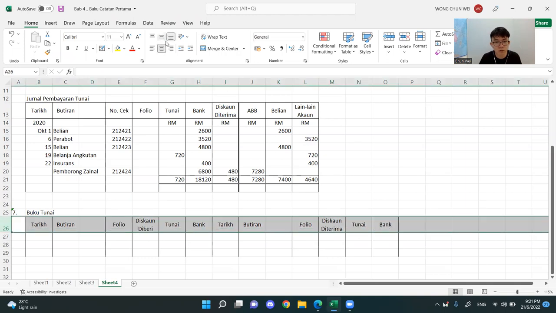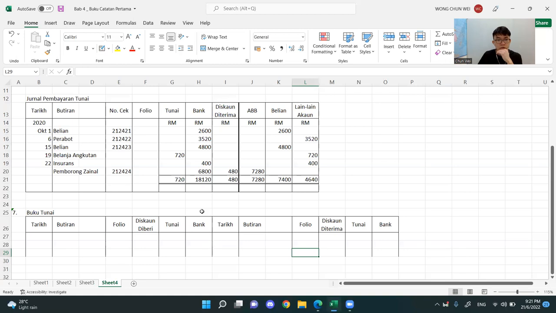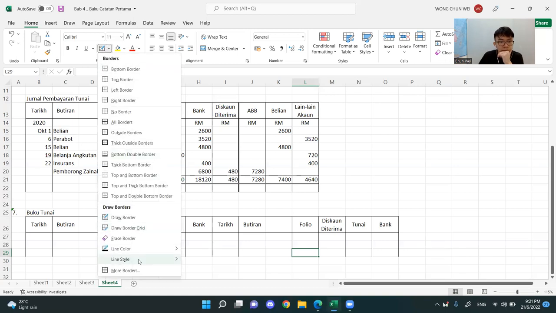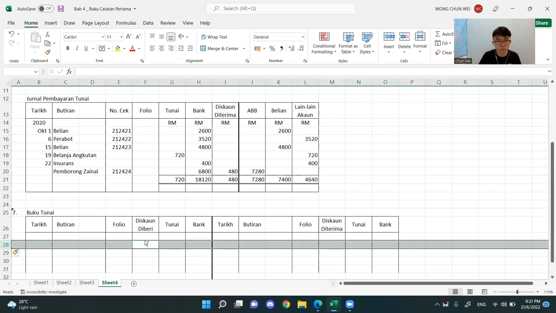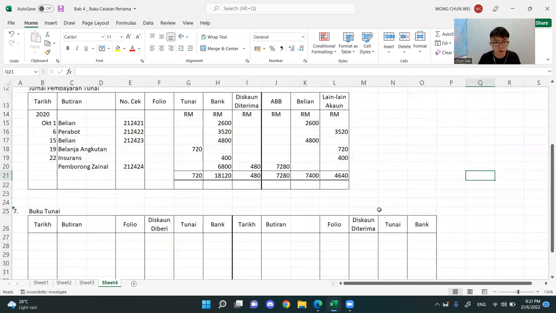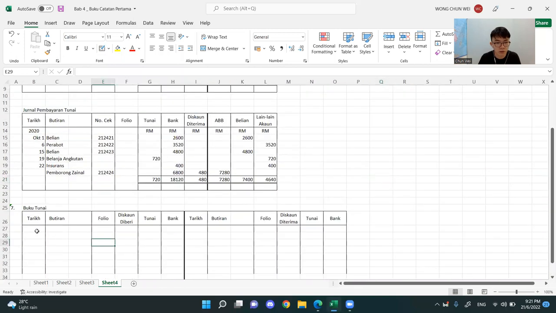This one. This is like a ledger. Yeah. Okay. So same thing. Start with the year. It will be 2020. Now always remember this is the debit side, the credit side. And here the debit side, this is actually the penerimaan side because in. Remember I said debit means in and credit means out.